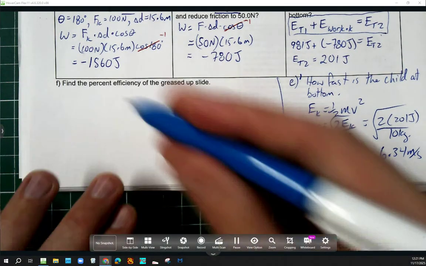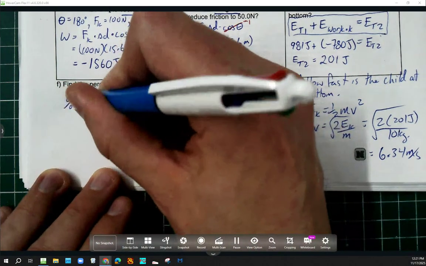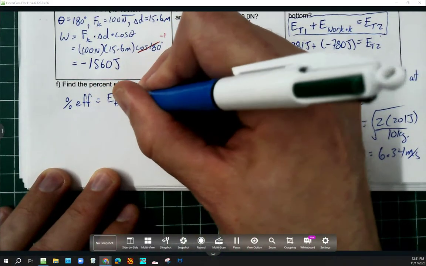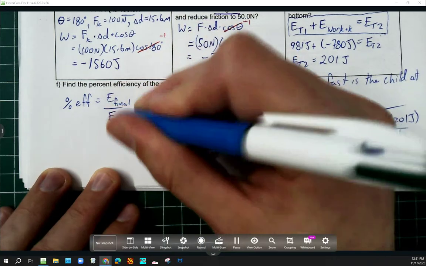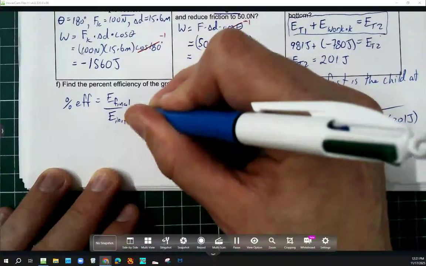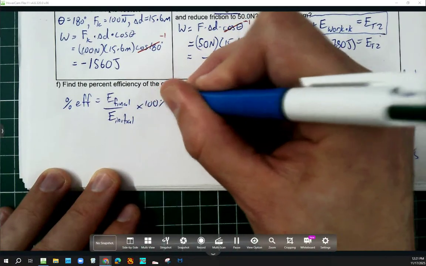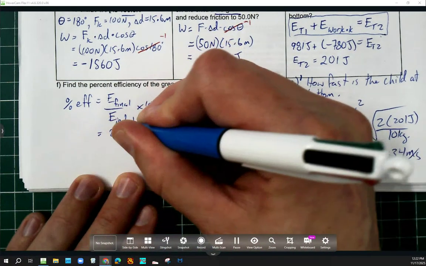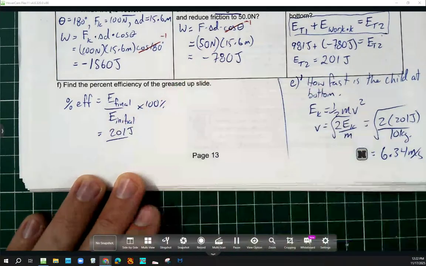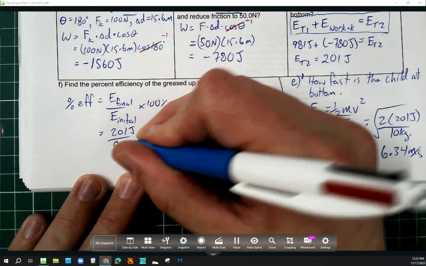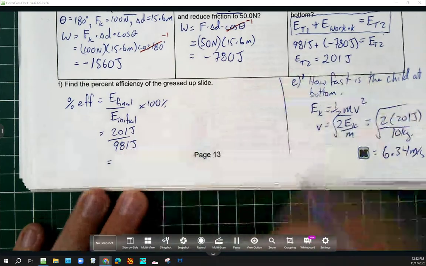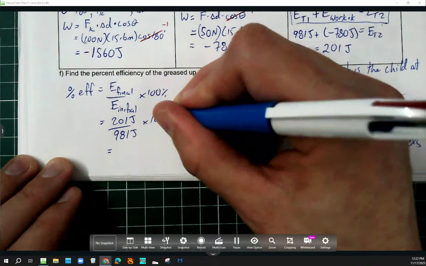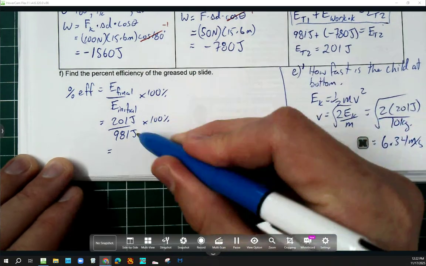Now, another thing we can talk about is percent efficiency. Percent efficiency is a measure of the final energy of the system divided by the initial energy, times 100%. And it's kind of like getting a score on a test, you know? So if I had the final energy, like in this case, 201 joules, and the initial energy at the top of the slide was 981 joules, then we could have an efficiency rating for our slide. It's kind of like a score out of the possible total, right?